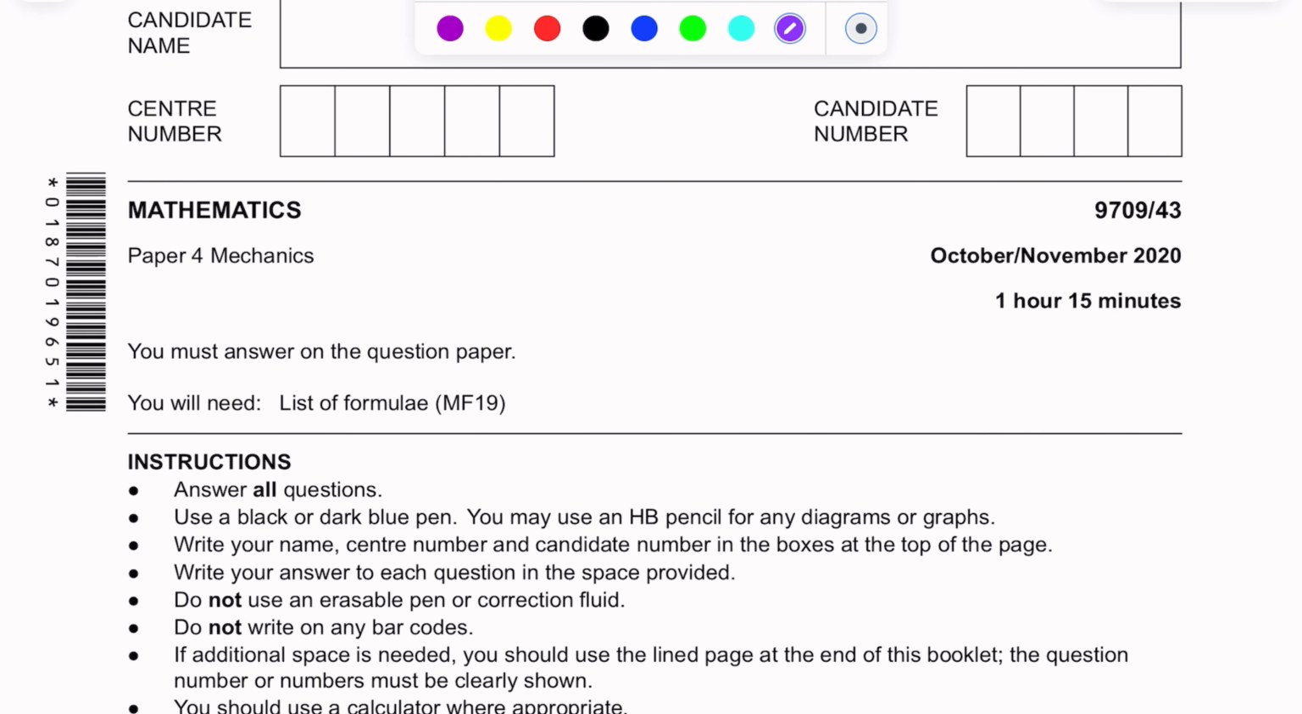October-November 2020, paper 4, 4-3 is variant.